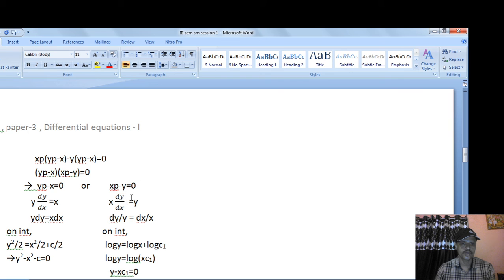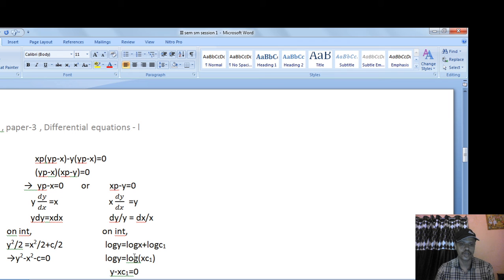xp minus y is equal to 0. x into p, that is dy by dx, is equal to y. After the separation, dy by y is equal to dx by x. On integration, the integration of 1 by y is log y, equal to the integration of 1 by x, log x, plus, since log is there everywhere, take the constant of integration as log c1.